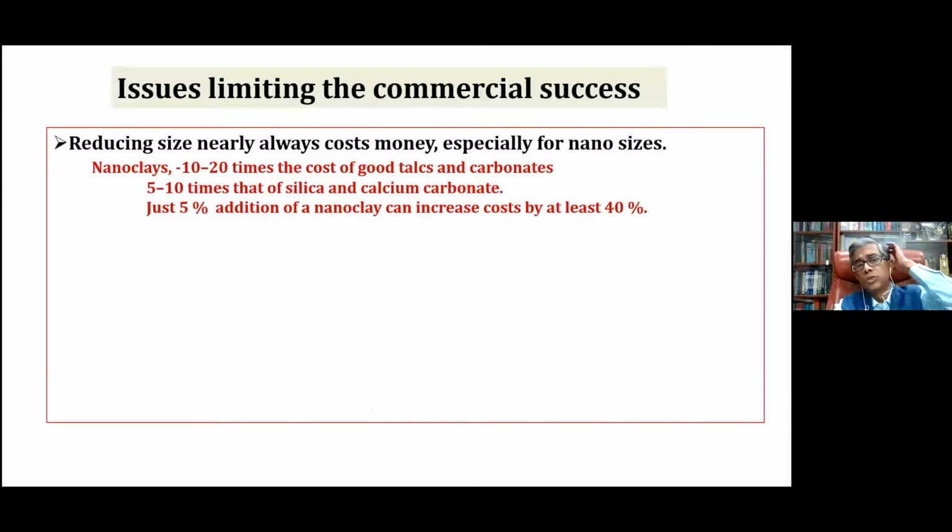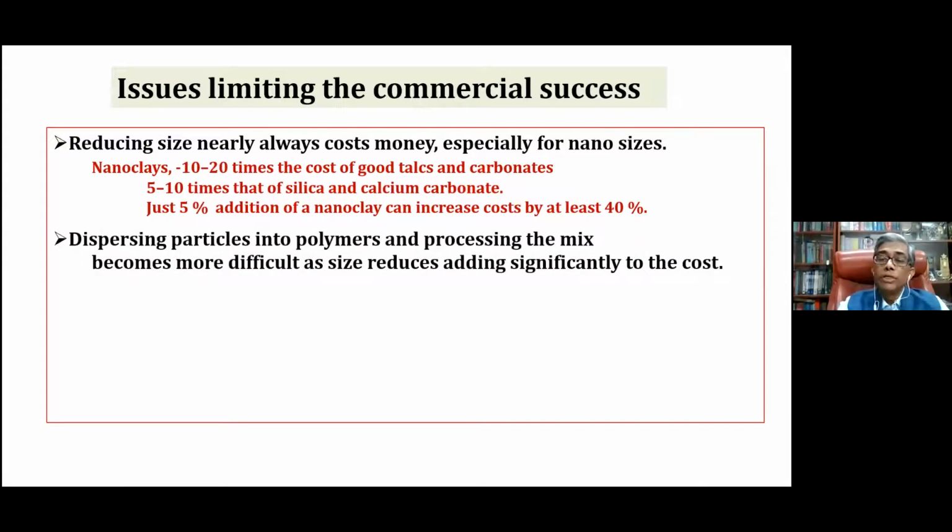So what are the issues? If we look at this, reducing size always costs money. That's why the nanofillers cost more. Okay, so nanoclays may cost 10 to 20 times that of talc. 5 to 10 times, I have checked, with the silica and calcium carbonates. But just 5% addition of nanoclay can increase the cost by at least 40%, and that should be counterbalanced by the property that has been developed.